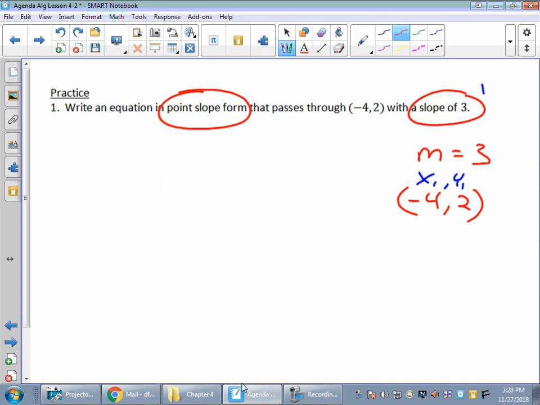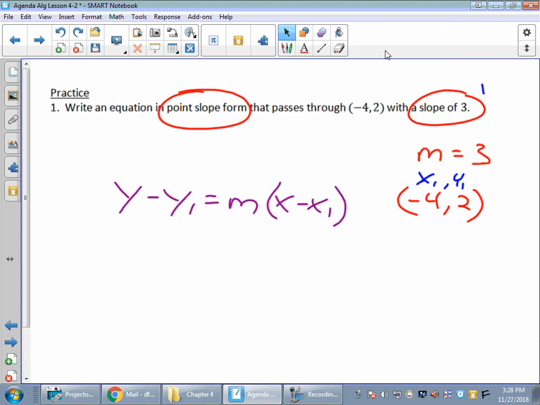Let's keep it in purple, that's fine. y minus y1 equals m times x minus x1. Okay, that's point slope. So that was step 2. And then step 3 is going to be to substitute our m and our x1, y1 into this equation.